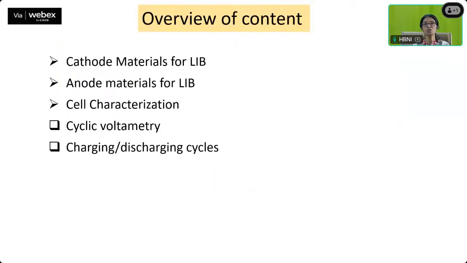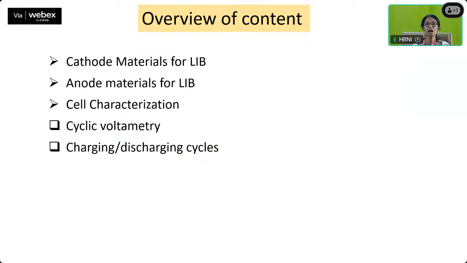So the overview of today's talk will include cathode materials for lithium-ion batteries. Then we will talk a little bit about anode materials for lithium-ion batteries. Then we will move on to cell characterization. In today's lecture, we'll be covering two different types of cell characterization techniques. One is cyclic voltammetry, or CV as it is popularly known, and the other is how you characterize batteries using charging and discharging cycles. So with this, let's start with the cathode materials for LIBs.